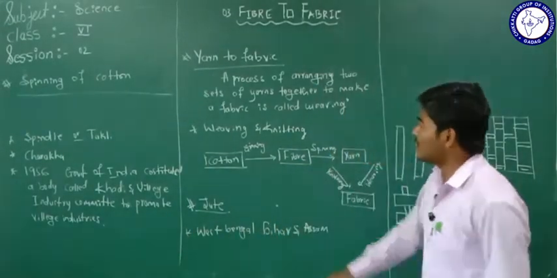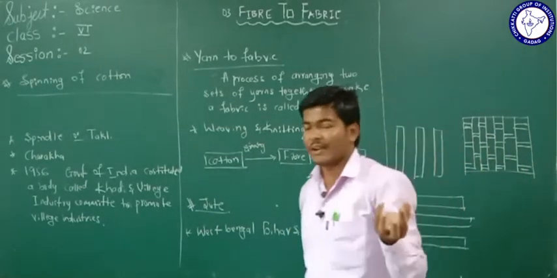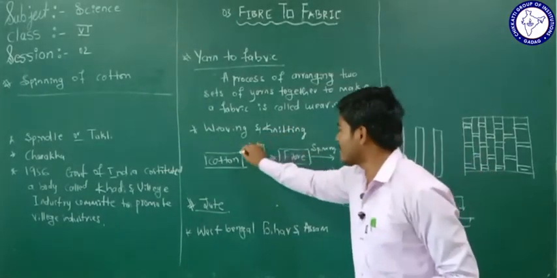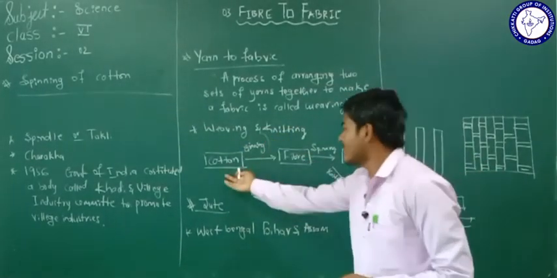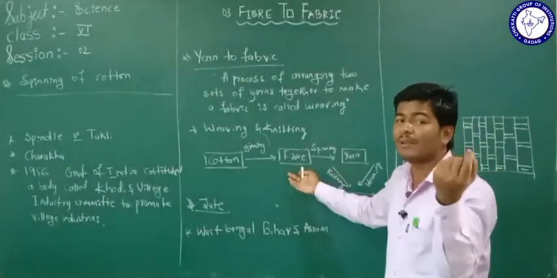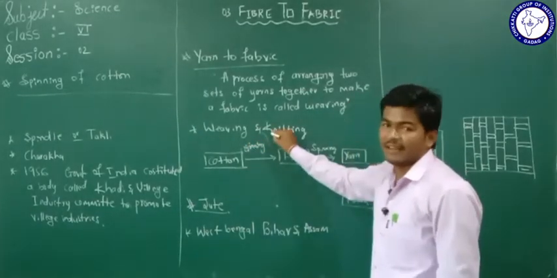So this is the total process that happens when we take the cotton from the fields. Cotton is converted into fiber by the process of ginning. Fiber means a thread-like structure. It comes from the cotton. That is done by a process called ginning.